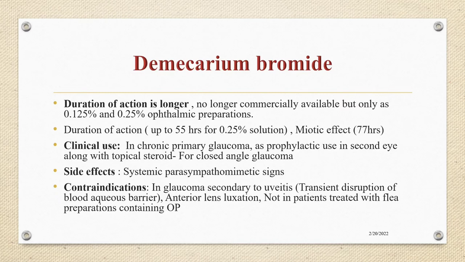So coming to dimecarium bromide, these are some characteristic features of this drug. The duration of action is very high, especially the miotic effect will be there up to 77 hours. For clinical use, in chronic glaucoma we are using dimecarium bromide along with steroids and some other drugs. It is mainly used for closed angle glaucoma. Side effects include systemic parasympathomimetic signs. Contraindication: if the glaucoma is secondary to uveitis, you should not use this drug, because it will also increase the disruption of the blood aqueous barrier.